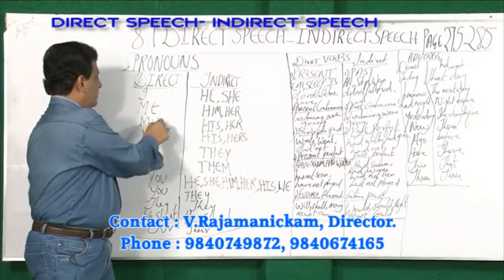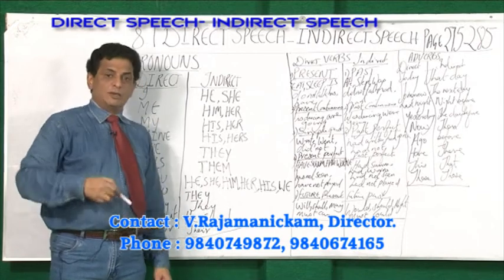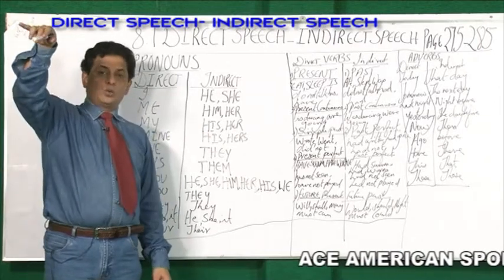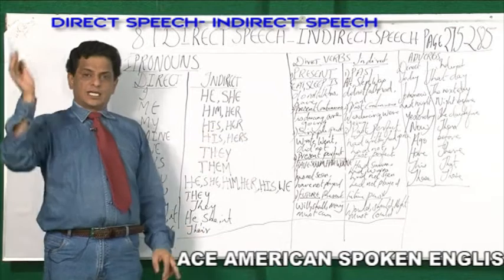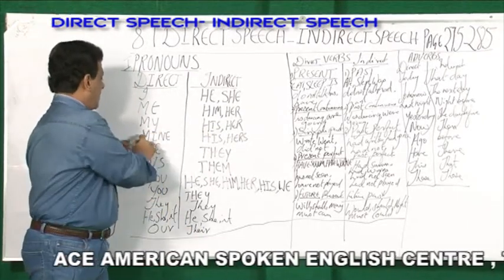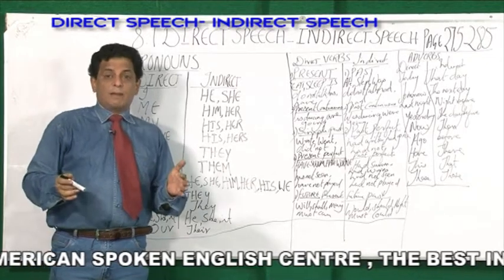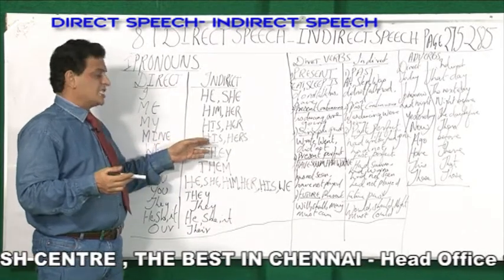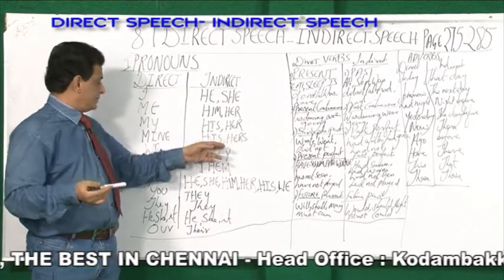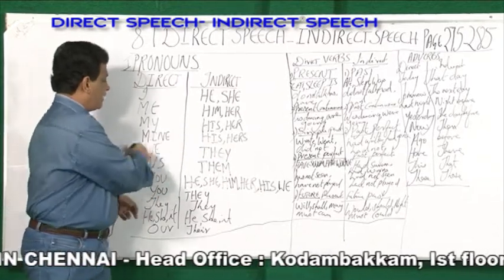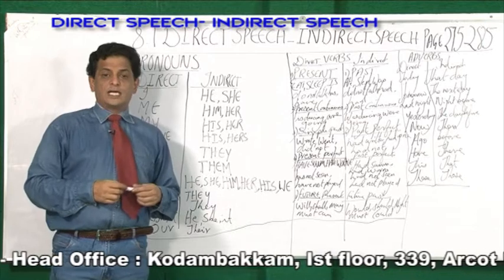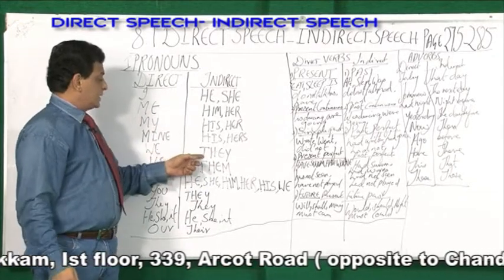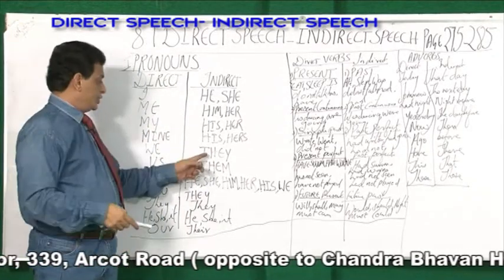Suppose I say, my house is at T Nagar. What do you go and say? Sir told that his house was at T Nagar, or if it is a female, her house was at T Nagar. Suppose I say mine, this building is mine. What do you go and say? Sir told that that building was his. If it is a female, it is hers. We: I say, we are religious people. What do you go and say? Sir told that they were religious people.